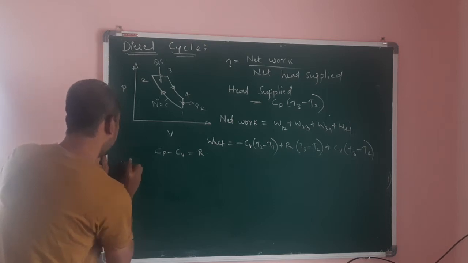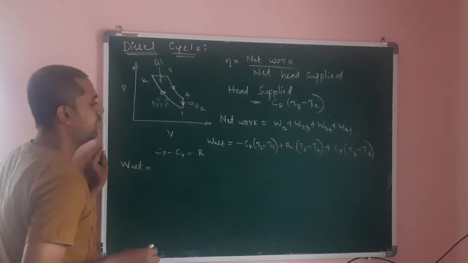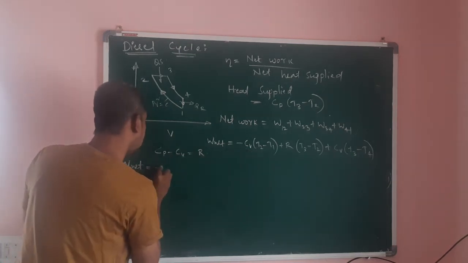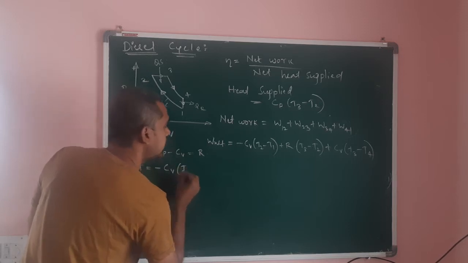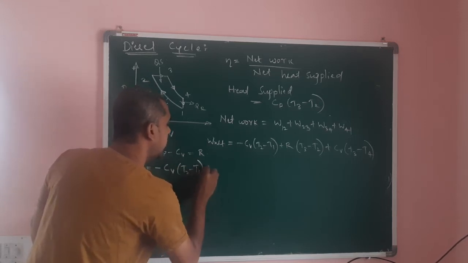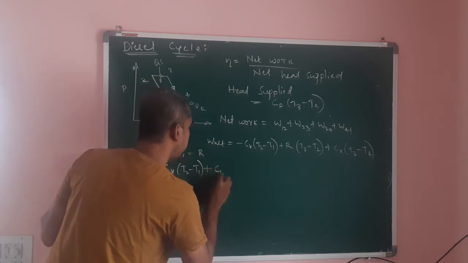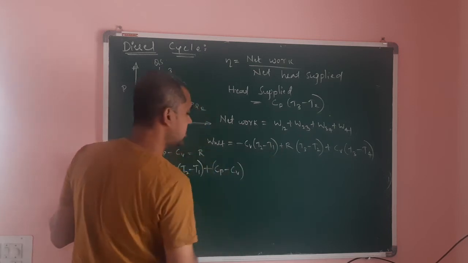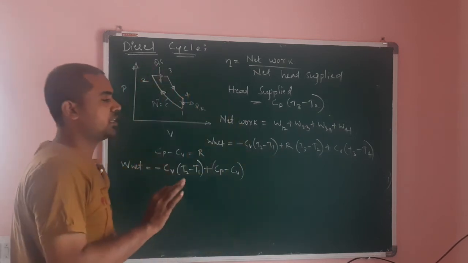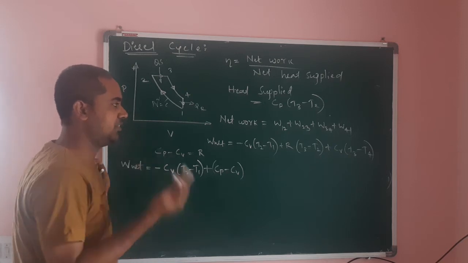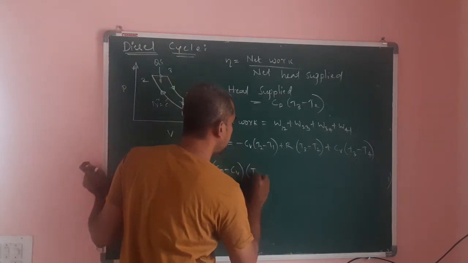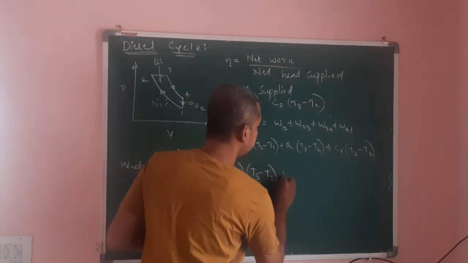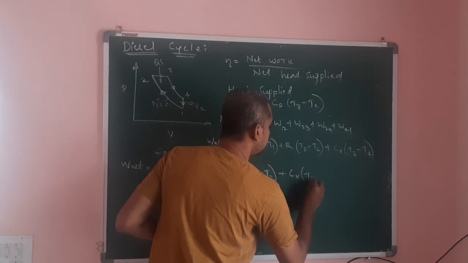Therefore, W net will be equal to, what will I substitute? Minus Cv (T2 minus T1), plus, instead of R, I will write Cp minus Cv, because the difference in the specific heat at constant pressure minus specific heat at constant volume will give R, into (T3 minus T2), plus Cv into (T3 minus T4).